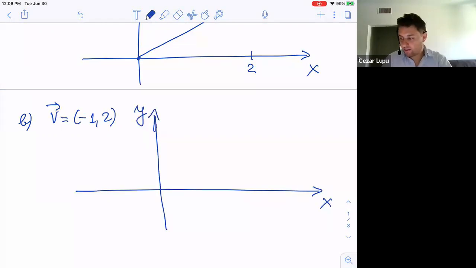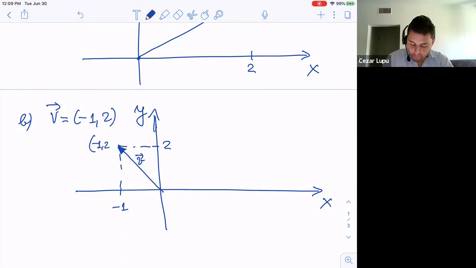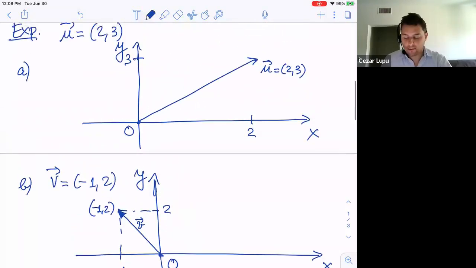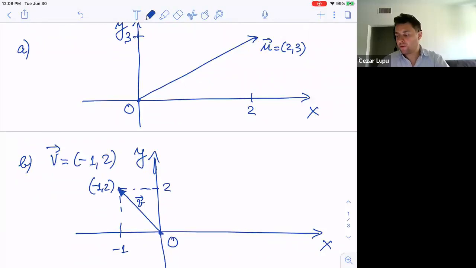And this time I want to represent this vector of coordinates -1 and 2, which will be here. So this vector will be something like this, right? So this is my vector v. And this here will be the terminal point of coordinates -1 and 2. So this is how you represent vectors. Here it comes from the origin. So let's keep that in mind, right? This is how we represent vectors.